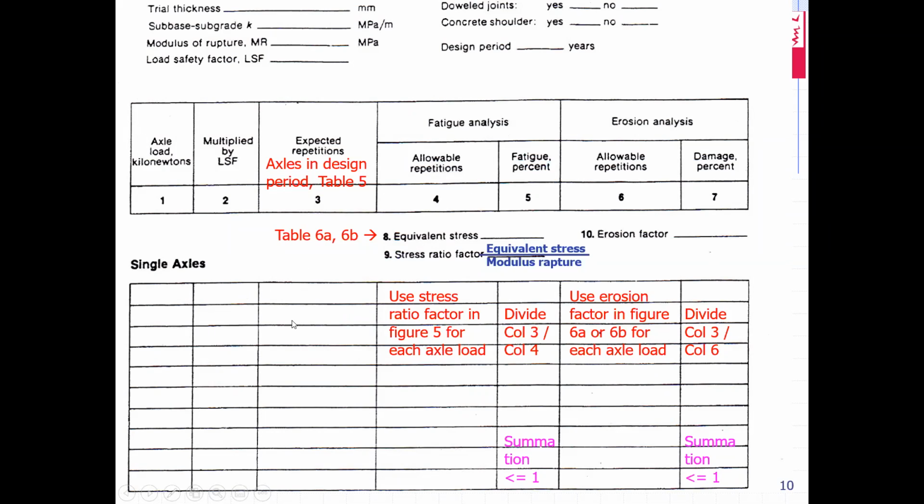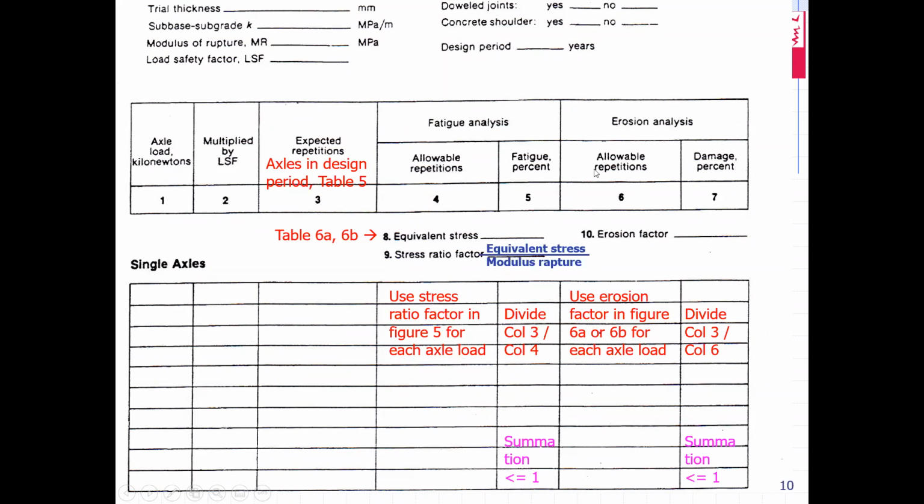You go to the second one. If the expected repetitions are 1,500 and the allowable are 3,000, you will have consumed 50% of the life of the pavement here. And you carry on the analysis all the way up to the last group for single and for tandem and for tridem. And then you add them all. And that summation has to be less than 1 or 100%.